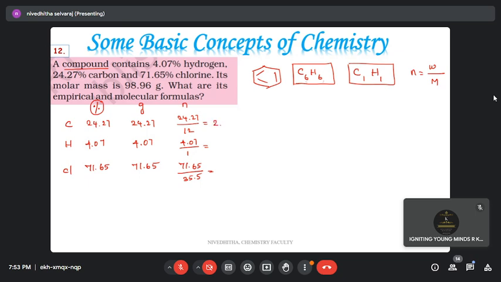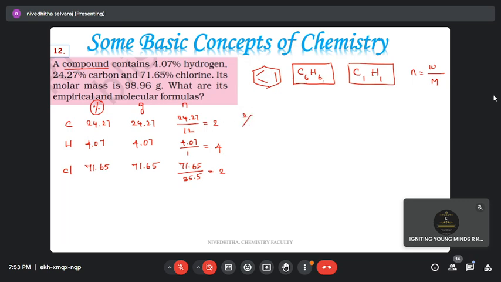You just tell me the approximate value, that's enough. 2.2. Yes. Approximately, I'm writing it as 2. And how about hydrogen? It is 4 point something. I'm writing it as 4. And for chlorine, it is 2. That's it. Fine. So among these three, which is the least value? 2, right? So we have to divide all these numbers by the least value.